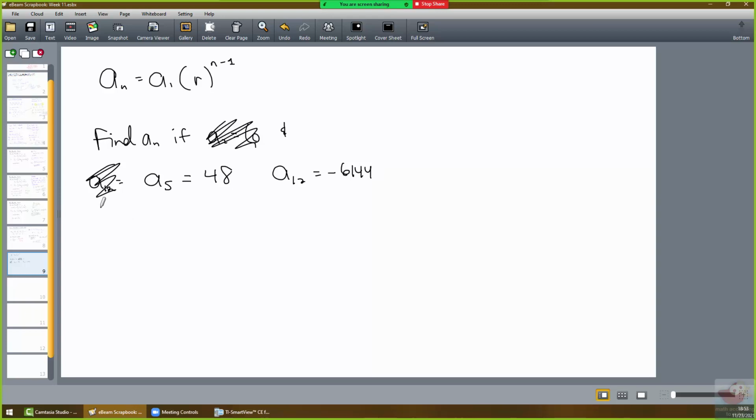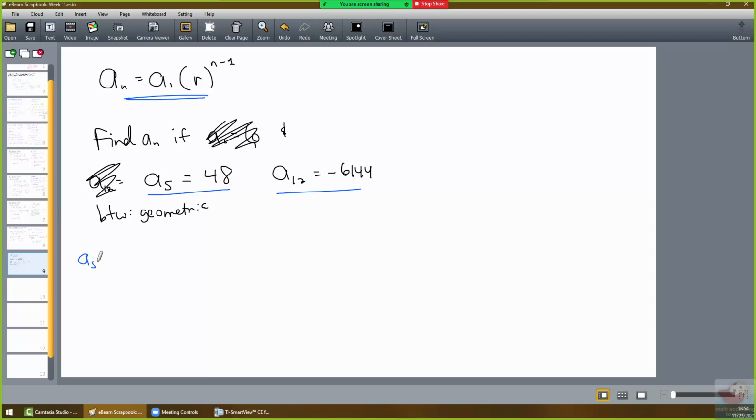Oh, by the way, this sequence is geometric. I'd have to come out and tell you that. Because if it was arithmetic, you couldn't do what we're about to do. But we do the same process where we create a system of equations. Since this is geometric, these terms have to follow this format.